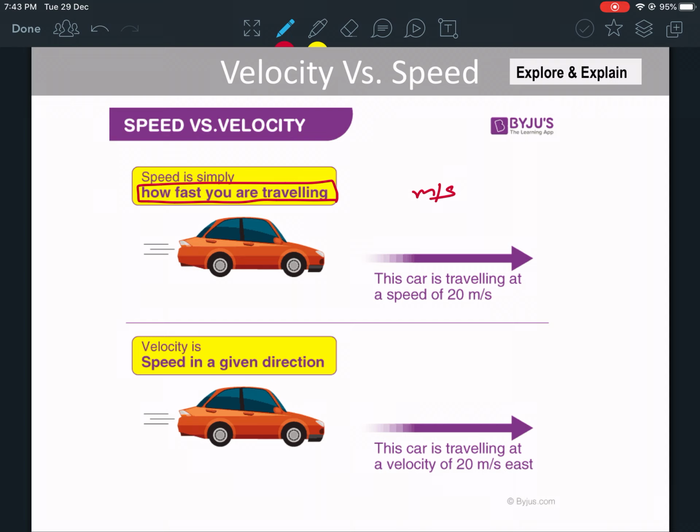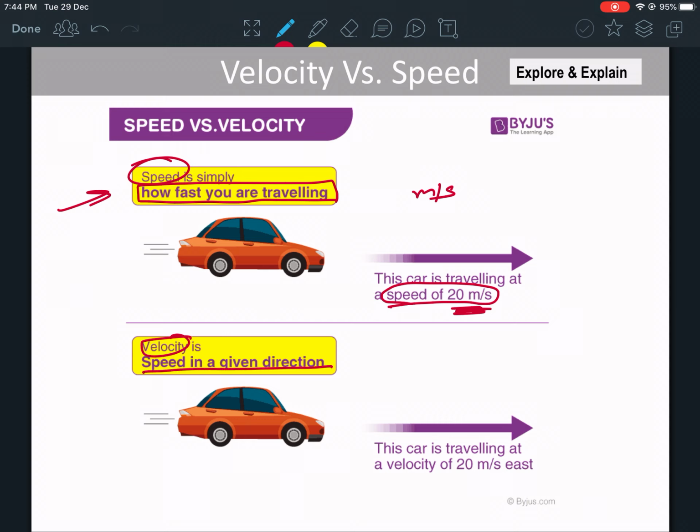So we say that the car is traveling at a speed of 20 meters per second. Okay, velocity. This is speed. Velocity, on the other hand, is speed, but in a direction. That's all. That's the whole difference. It's so simple. Velocity is speed in a given direction.